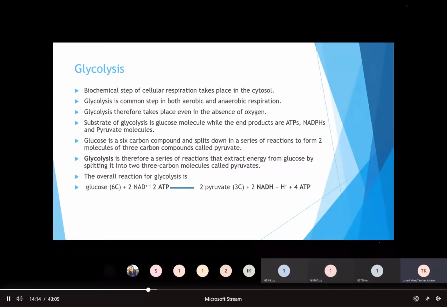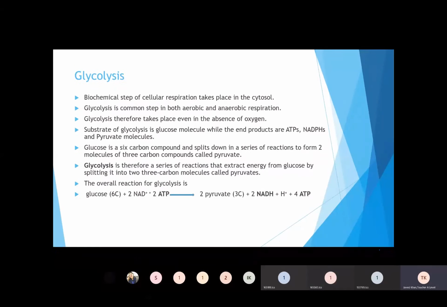Glycolysis is the first step of the biochemical steps of cellular respiration, and it takes place in the cytosol or cytoplasm. It is a common step which is taking place both in aerobic as well as anaerobic respiration. And since it is taking place in anaerobic respiration, therefore it can take place even in the absence of oxygen. And what will be the substrate for glycolysis? The substrate for glycolysis is the glucose.